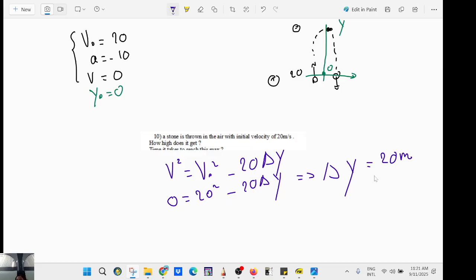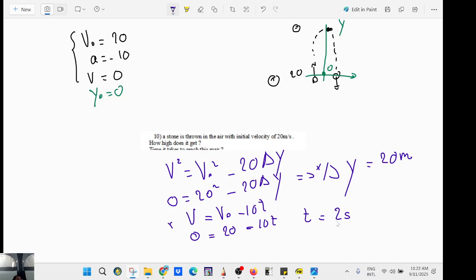Is that right? Okay. And to find the time it takes to reach here, you can use this one: the final equals initial minus 10t. Very useful equation that sometimes we forget to find the time. That's the secret to avoid a quadratic equation. So final equals 0. Initial is 20 minus 10t. So t equals 2. Is that right? Did I do it wrong?